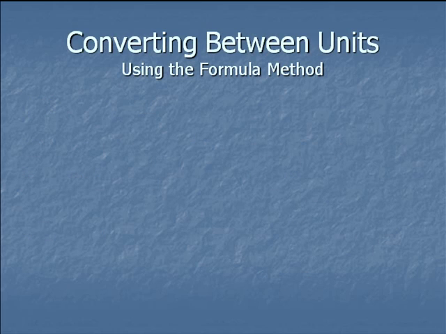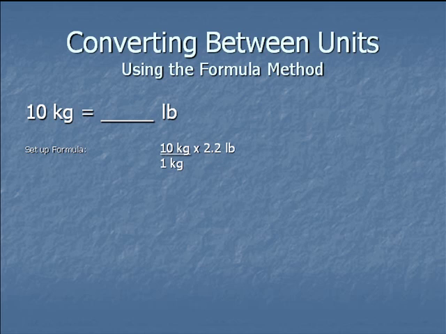The fourth method you may use is the formula method. We can again take 10 kilograms and convert it into pounds. We will do this by setting up a formula. We will start with the 10 kilograms as that's what we're trying to change. We will then put the matching unit of our known conversion factor right underneath it, the 1 kilogram. We will then multiply by what we're trying to change it to, 2.2 pounds. We will then multiply across and simplify, and we find that 10 kilograms is equivalent to 22 pounds.